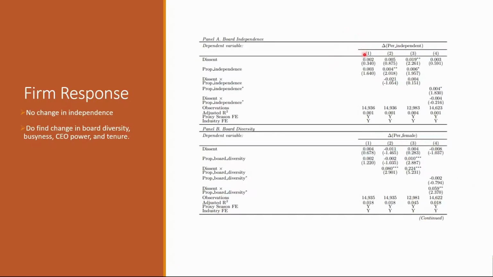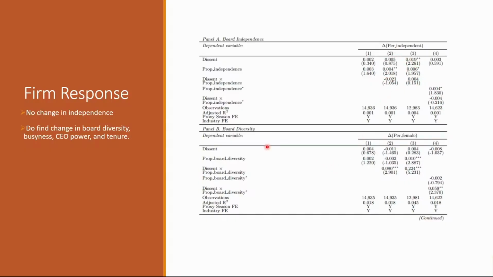And there's not anything going on really with independence. So there's a dissent on the vote, and the change in numbers of independence, nothing happens there.